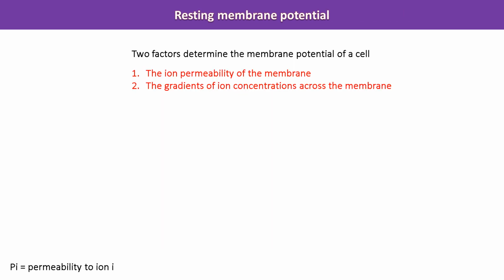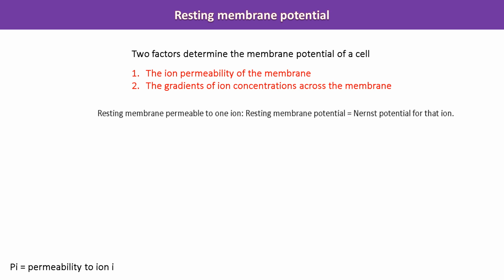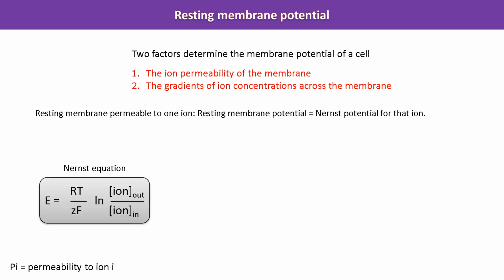The Nernst potential provides a framework for understanding the electrical properties of cells and their significance in biological processes. It is fundamental to explaining the resting membrane potential. Like the Nernst potential, the resting membrane potential depends on two factors: the permeability of the membrane to different ions and the ion concentration gradients across the cell membrane. So, if the resting membrane was permeable to only one ion, the value of the resting membrane potential would equal the Nernst potential for that ion.